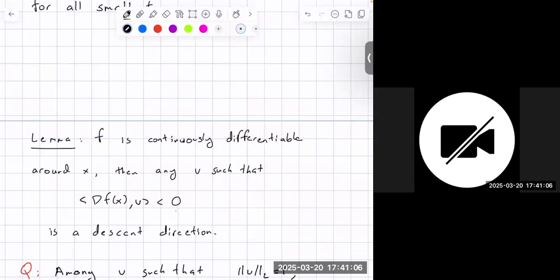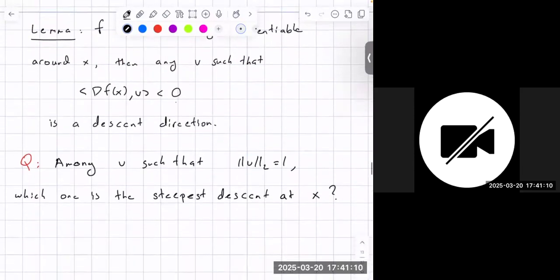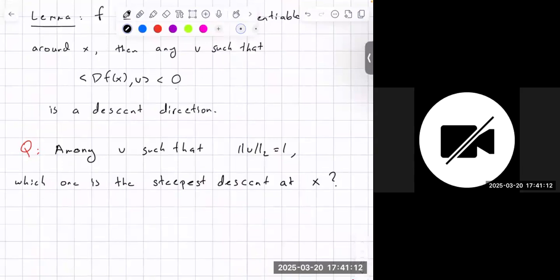There are a lot of descent directions now. All of them are fine. If I were to be greedy, which would be the best in the sense that, let's say I'm only talking about vectors which have unit norm 1 to normalize stuff. Which direction is the best in the sense that in which direction this is going to be the smallest?